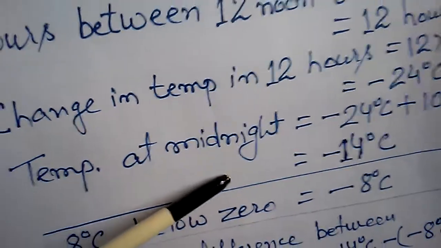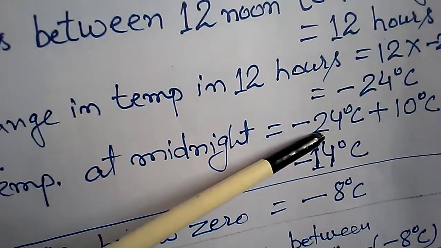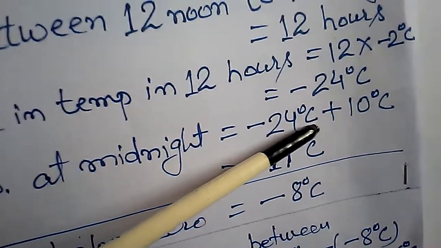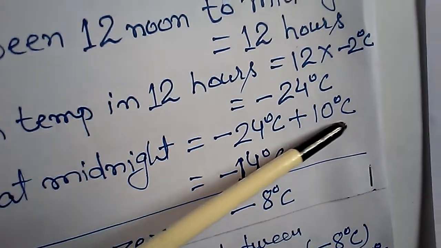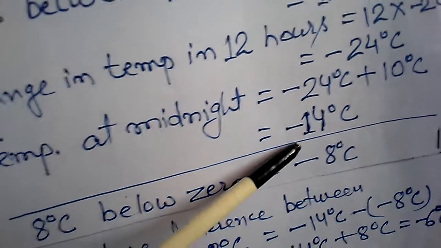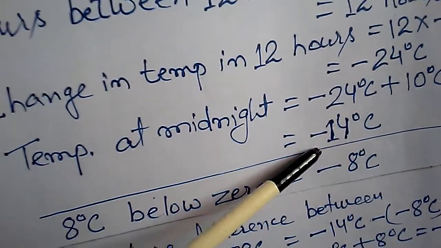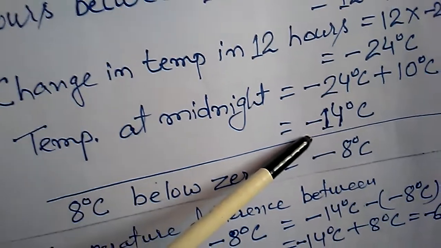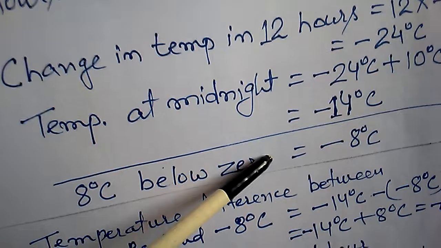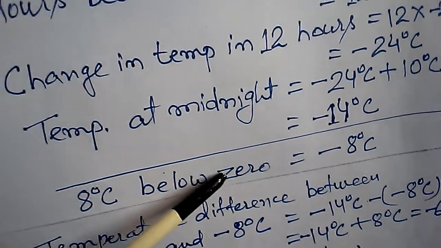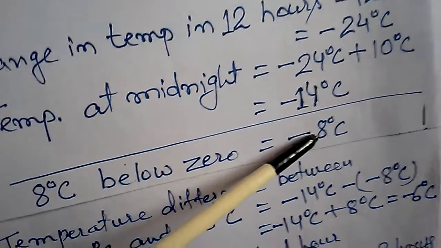So in 12 hours, 12 into minus 2 degrees Celsius is equal to minus 24 degrees Celsius. Temperature at midnight is equal to minus 24 degrees Celsius plus 10 degrees Celsius, which is equal to minus 14 degrees Celsius. Now the question is, when will the temperature be 8 degrees C below 0?